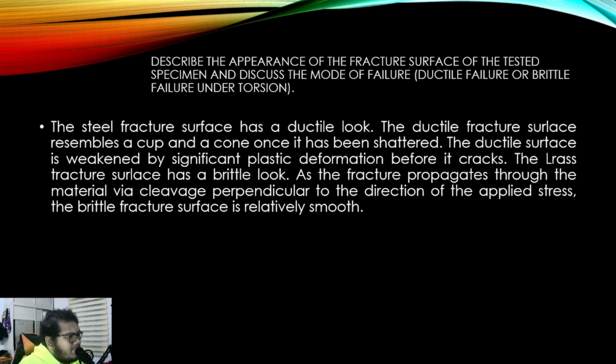Fourth question. Describe the appearance of the fracture surface of the test specimen and discuss the mode of failure, ductile failure or brittle failure under torsion. The steel fracture surface has a ductile look. The ductile fracture surface resembles a cup and cone once it has been shattered. The ductile surface is weakened by significant plastic deformation before it cracks. The brass fracture surface has a brittle look, as the fracture propagates through the material via cleavage, perpendicular to the direction of the applied stress. The brittle fracture surface is relatively smooth.